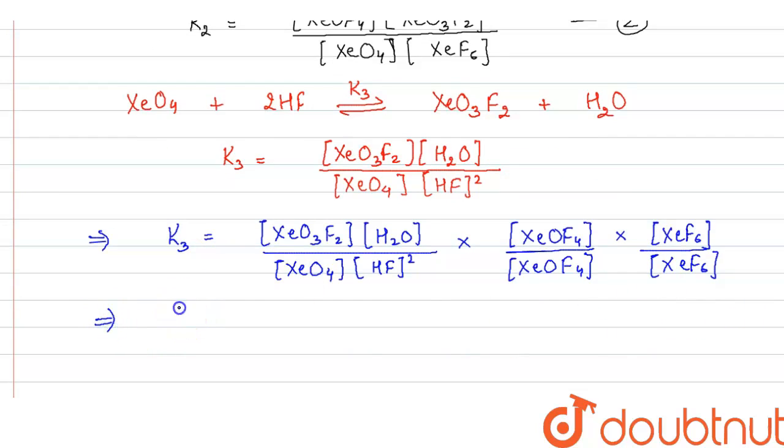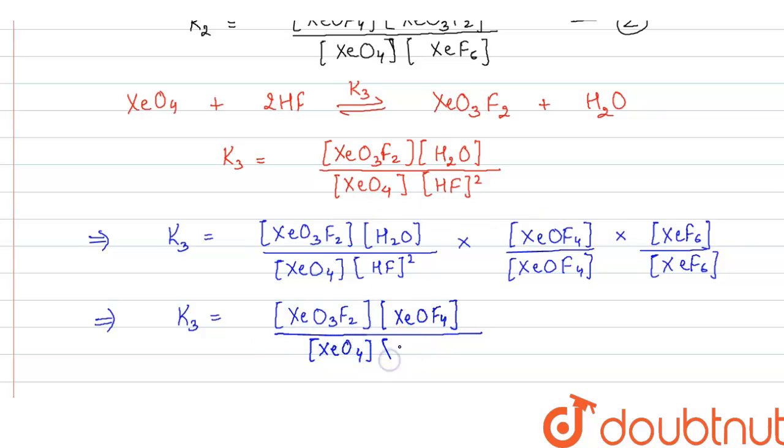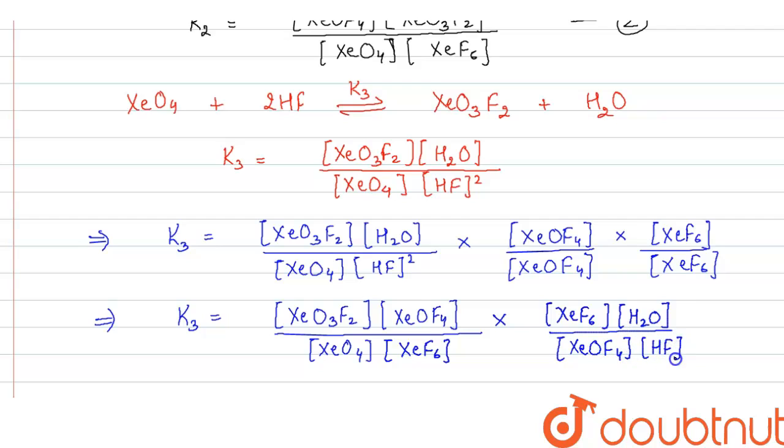Now, we can arrange it like this. Concentration of XeO3F2 into concentration of XeOF4, divided by XeO4 into concentration of XeF6, into concentration of XeF6 into concentration of H2O divided by concentration of XeOF4 into concentration of HF raised to the power 2. Right, we can write it like this in two groups.